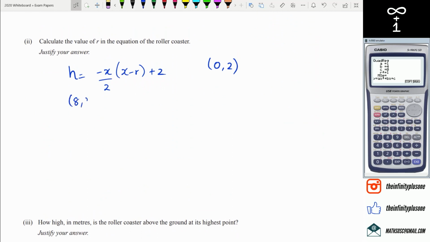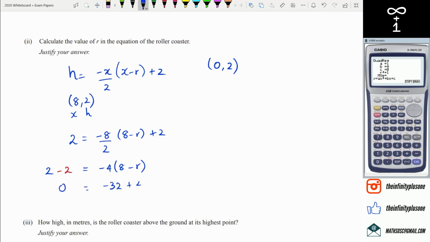So if we actually say 8 and 2, then x is equal to 8 and h is equal to 2. So we're going to get 2 is equal to minus 8 over 2, 8 minus r, plus 2. And when we rearrange this, we're going to get 2 take away 2, and we've got negative 4 times 8 minus r. So we're going to get 0 is equal to negative 32 plus 4r. And if we rearrange this, we're going to get positive 32 equals 4r, and then r is equal to 32 divided by 4. So r is equal to 8.